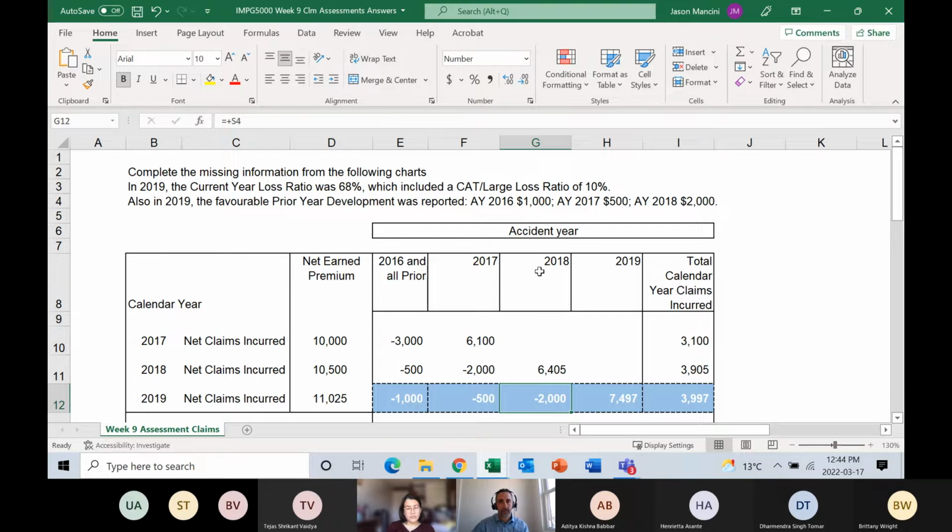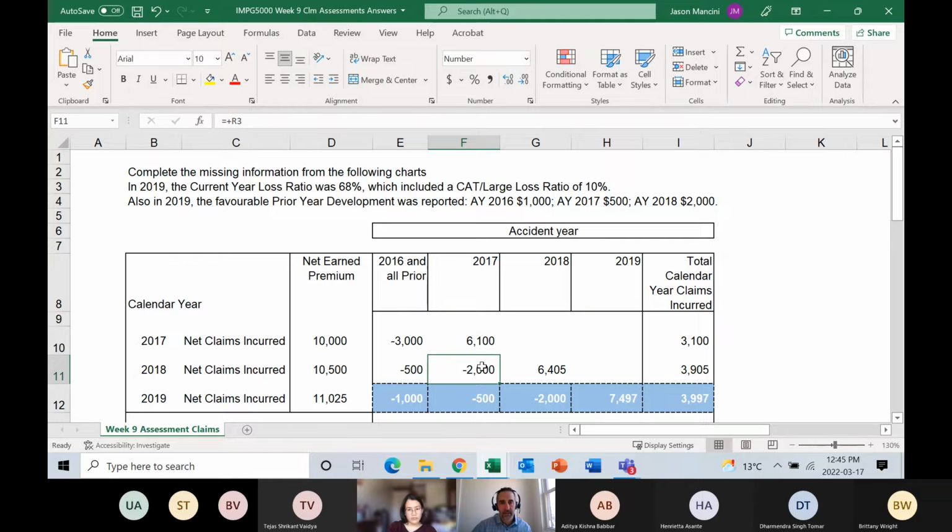Okay, so let's just use this example for 2017. In 2017, we had net claims incurred, which is what goes through the income statement, of 6,100. That might be made up of a large amount of IBNR, a little bit of case reserves, and maybe some paid claims. Remember we talked about all those different types of transactions being part of your net claims incurred: paid, case reserve changes, and changes in IBNR.